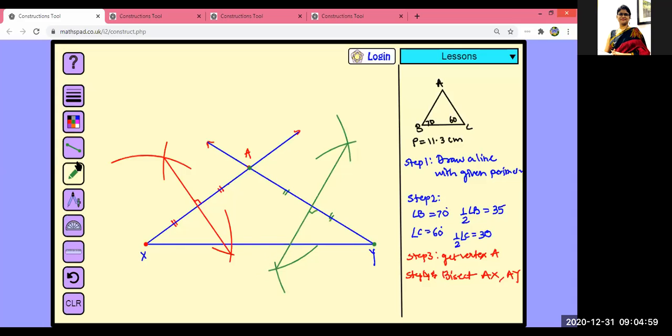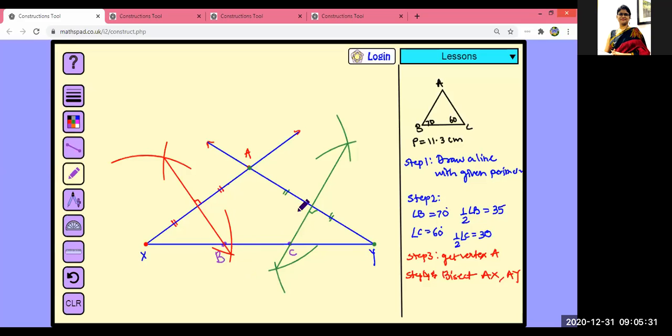Okay, so step 4, bisect AX and bisect AY. Once we bisect this, what do we get? So once we bisect this, we get the base points, the base vertices. This point where the perpendicular bisector hits the base is one vertex and this is the other vertex. So the perpendicular bisectors, where they intersect the base, those 2 points are B and C. So this is B and this is C.